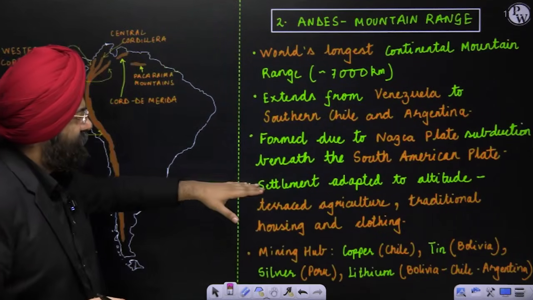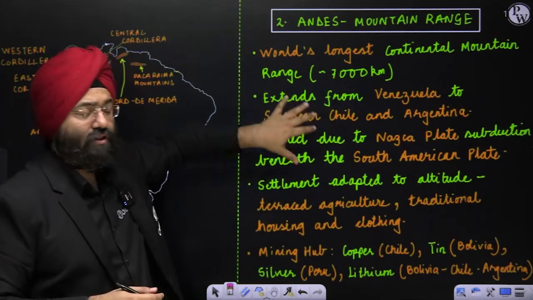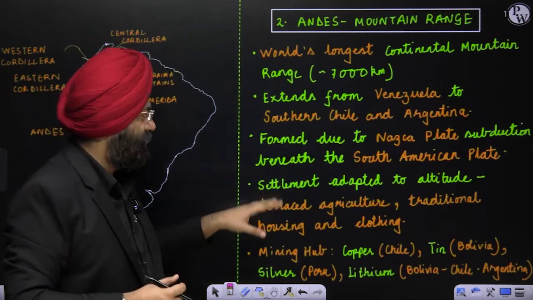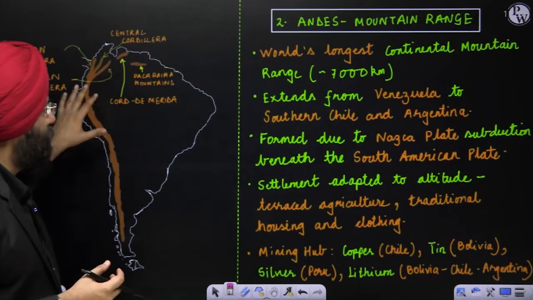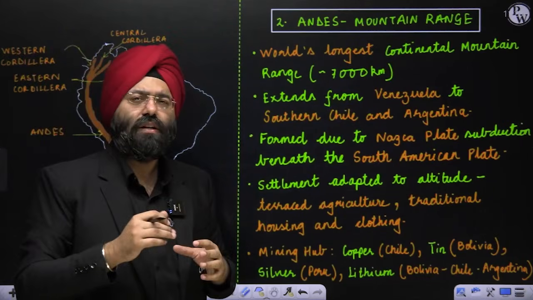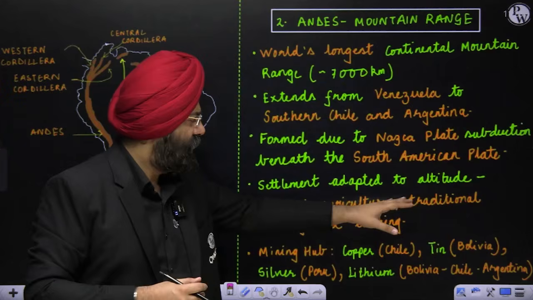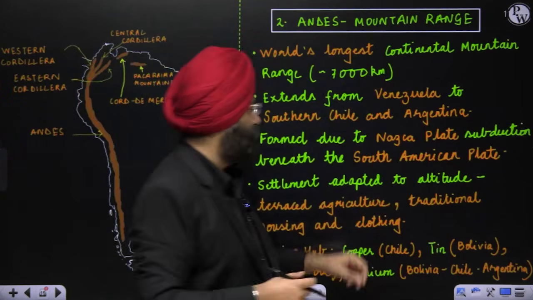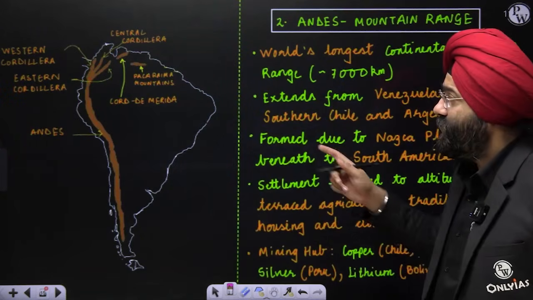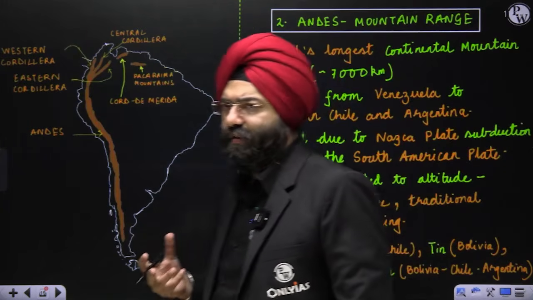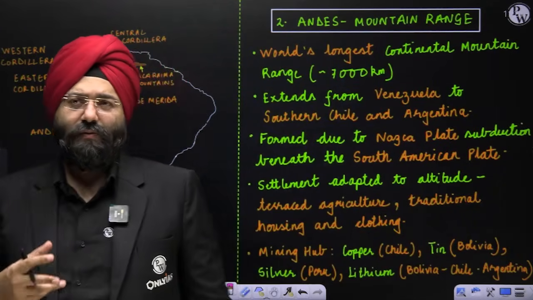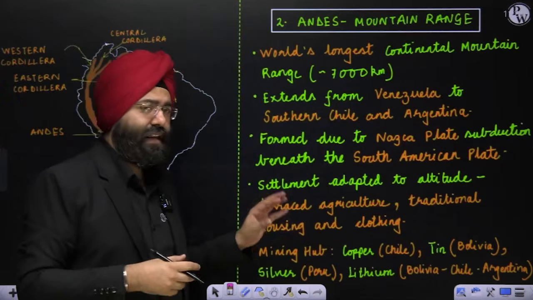Similarly, settlement adapted. Now, see, this is the physical geographical aspect. Now we are covering the human aspect also. Settlement adapted to altitude. Terraced agriculture is present because of the altitude. So obviously people residing over here will be practicing terraced agriculture. Traditional housing and clothing. Now these regions are also centers for a lot of important minerals. So mining activities also go on here. This is a mining hub.